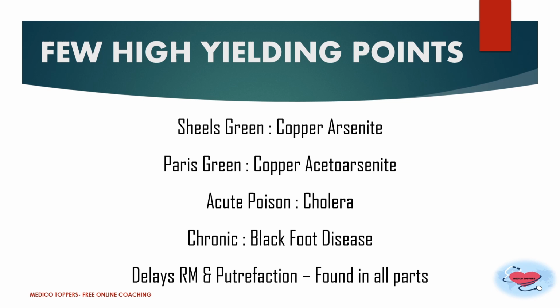And arsenic poison delays rigor mortis and putrefaction. This is a very important thing, and you may get an MCQ like this: which poison is found in all the parts, even in nails, bones and hair? That is nothing but arsenic poison.